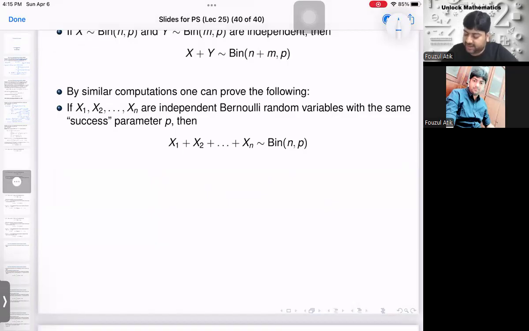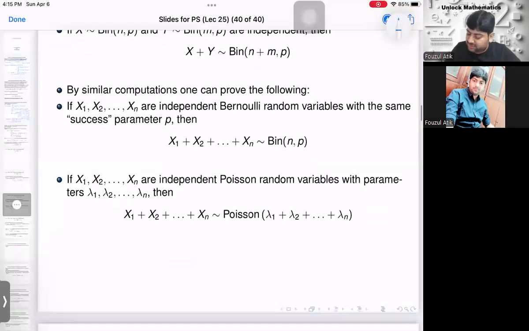If X1, X2, ..., Xn are independent Bernoulli random variables, then with the same process, the way we have calculated for binomial, we can show that their sum is not only for 2, it is for all X1, X2, ..., Xn, their sum is again a binomial random variable. So X1 plus X2 plus ... plus Xn is a binomial random variable with parameter n comma p.